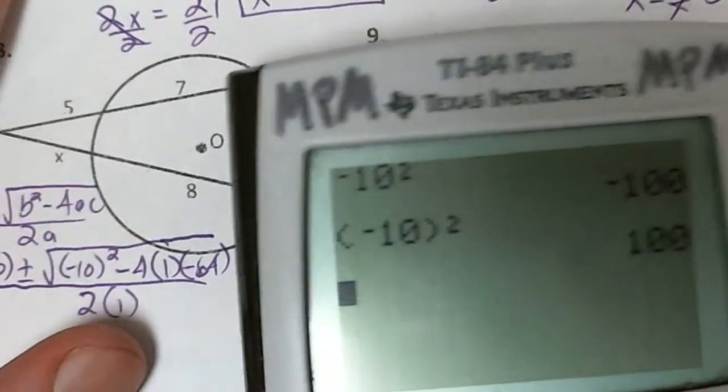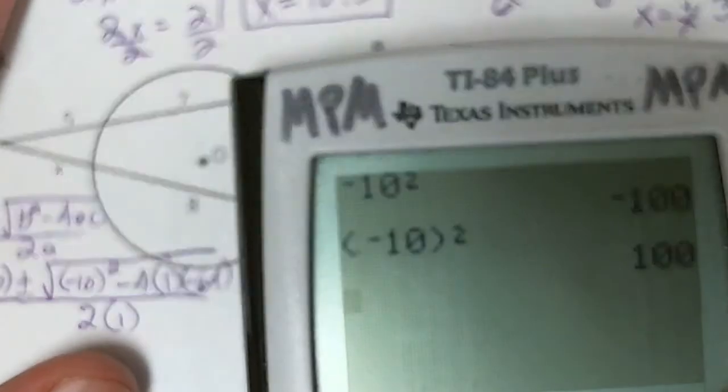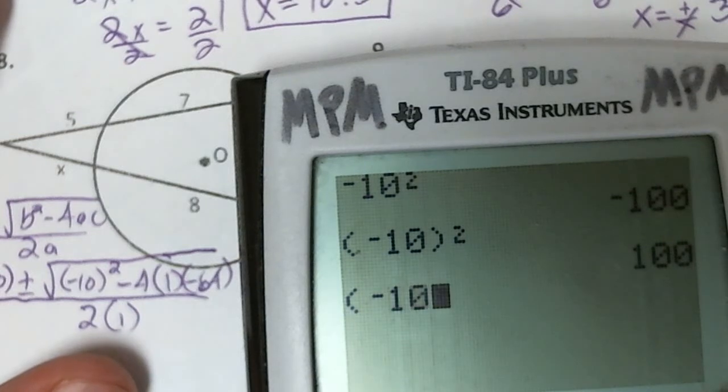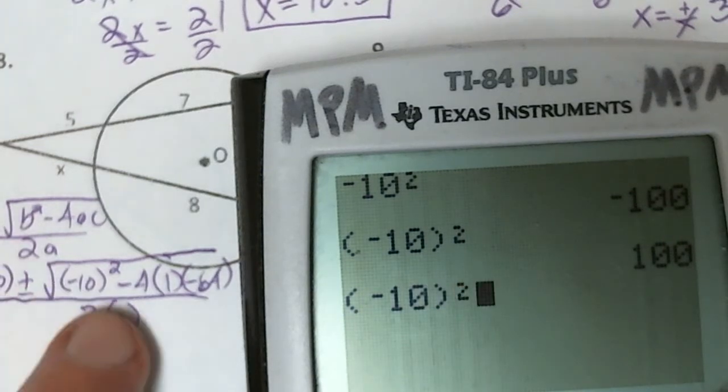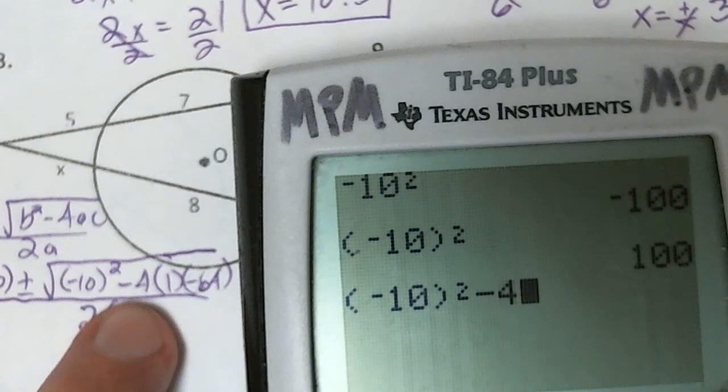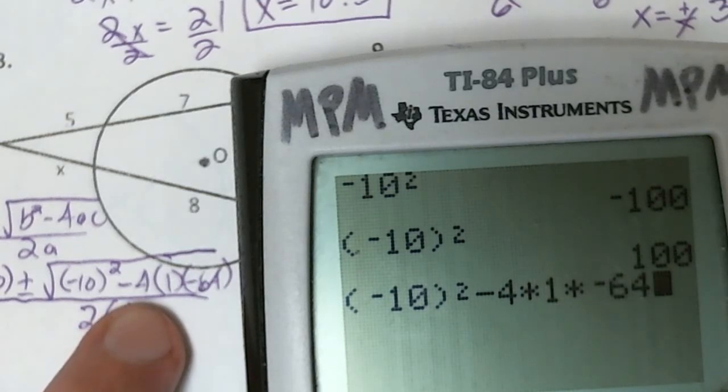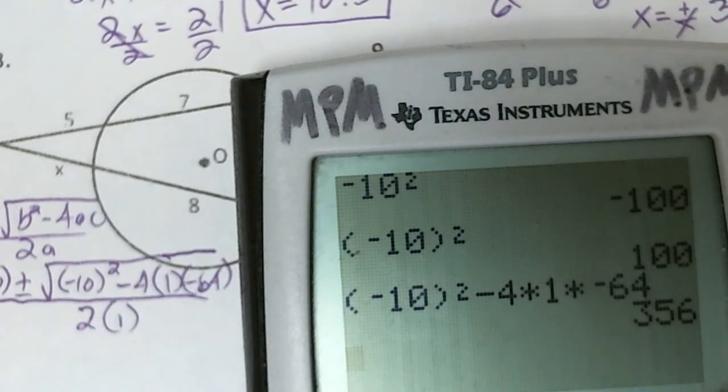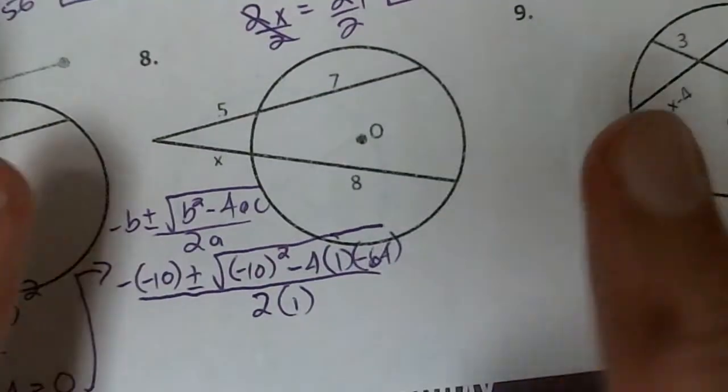I see parentheses, negative 10 squared. Type in exactly what you see. Minus 4 times 1 times negative 64. Okay, and I get 356. That's what's inside the radical. Okay, so I stop there.